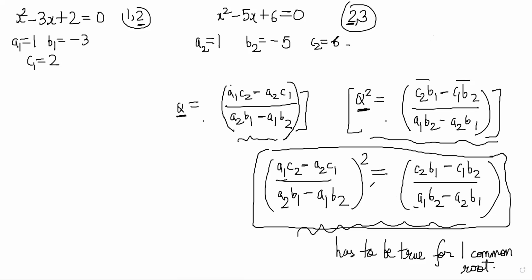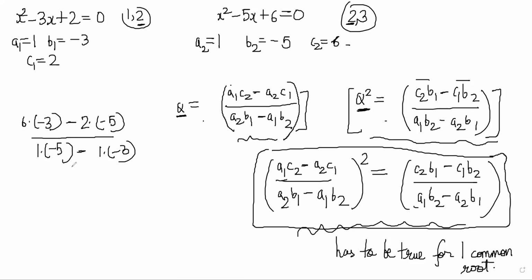Let's find the RHS here: C2B1 minus C1B2, so 6 into minus 3 minus 2 into minus 5, divided by A1B2 minus A2B1, so 1 into minus 5 minus 1 into minus 3. This is minus 18 plus 10, so minus 8, by minus 5 plus 3, so minus 2. It comes out to be 4. The RHS is 4.